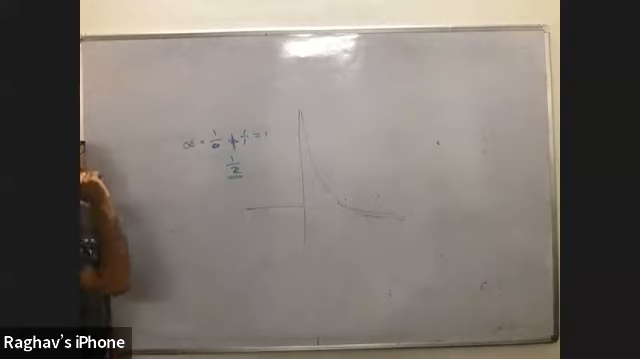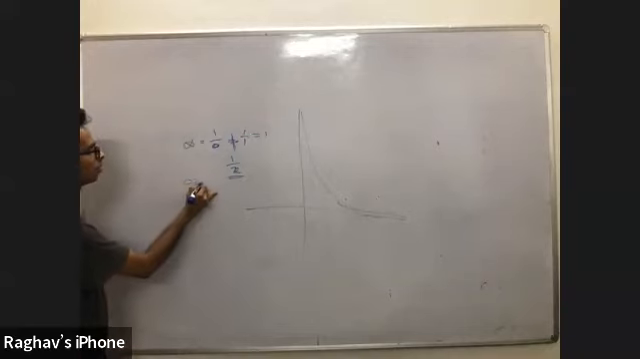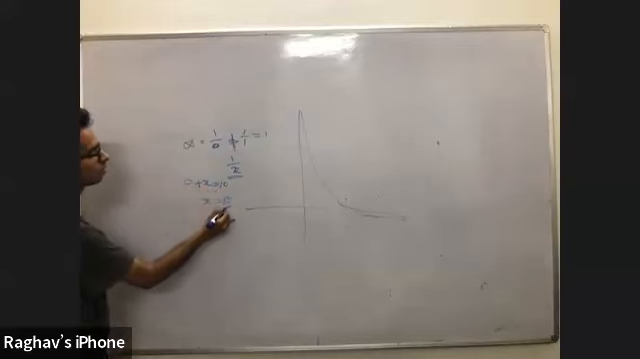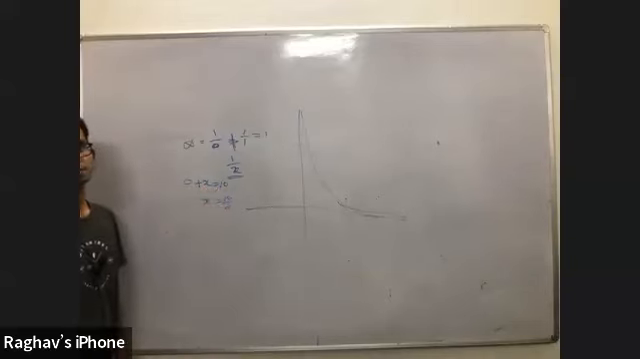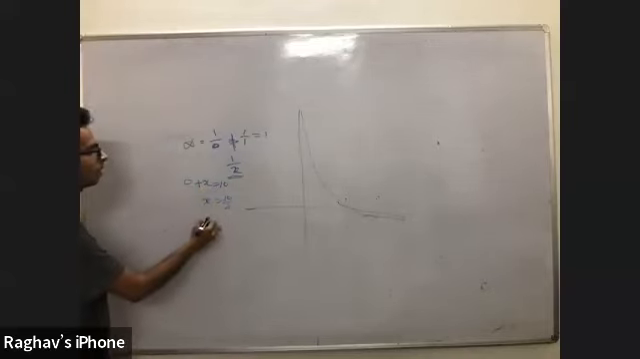Anirudh, you need to practice more. 0 plus x equal to 10. Then x is not 10 by 0. x is 10 by 1, which is 10.